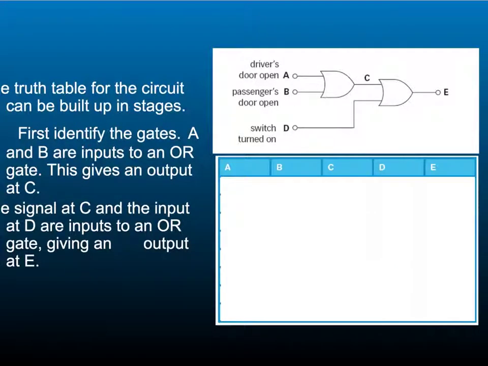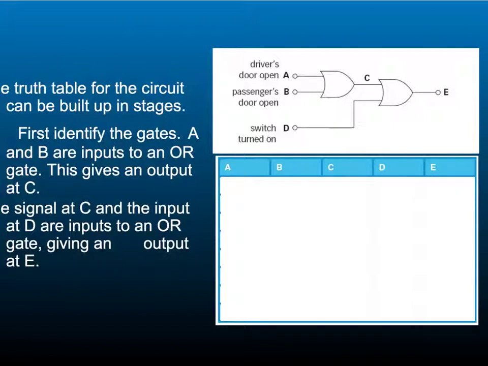The truth tables for combining logic gates need to be built up in stages. The first stage is to identify the logic gates and decide which are the inputs. You then need to label each of the inputs and the outputs. So here we've got inputs A, B and D. C is the output from this logic gate and E is the output from this logic gate.